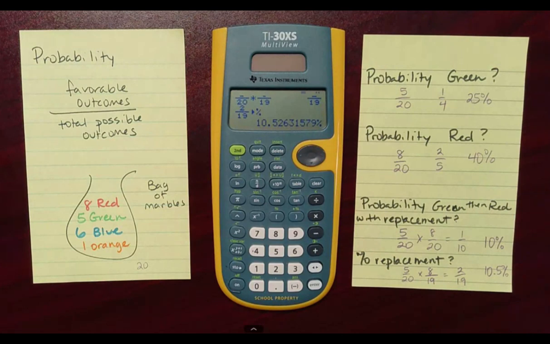That's just a brief lesson on probability. There's a whole lot more we could cover, but that just shows you that you can use the fraction and the percent buttons to get probability once you know how to find the favorable outcomes over the total outcomes.